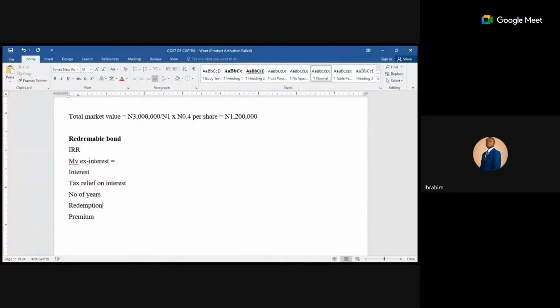So we need to add the redemption and the premium together, right? So the market value ex interest, what is the market value ex interest? 104.5 per bond.